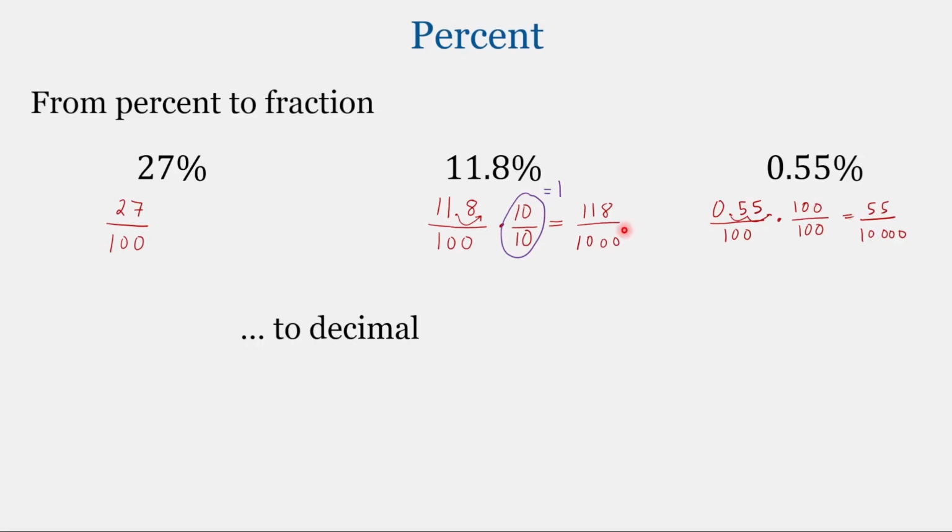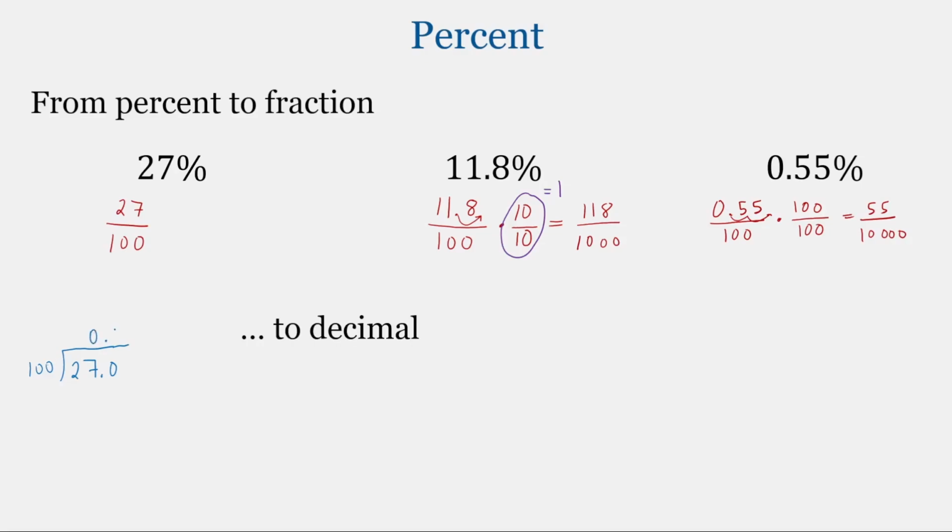But now let's go from fraction form to decimal form. And when we have something in fraction form, this is division. So this is 27 divided by 100. So one way to write this in decimal form is to simply divide, to perform long division. So we have 27 divided by 100. So we'll need to add a 0.